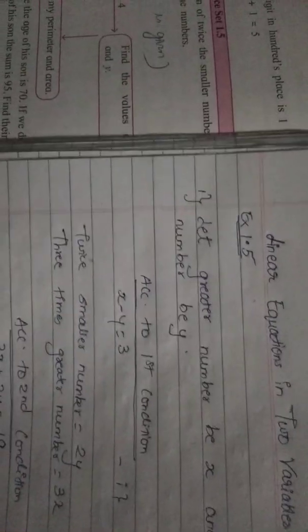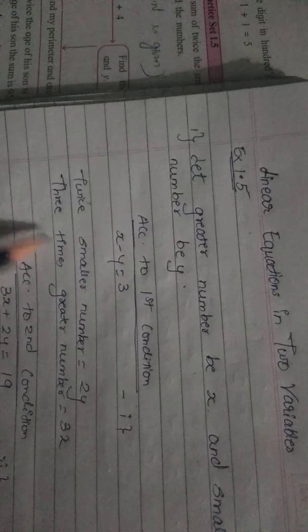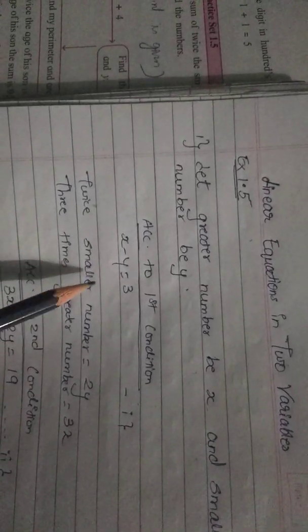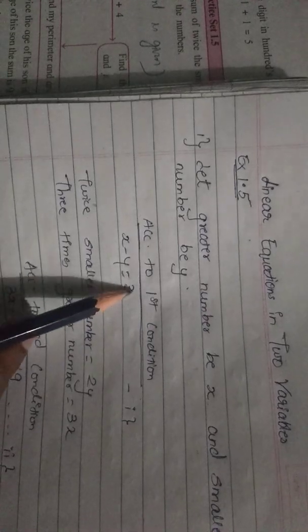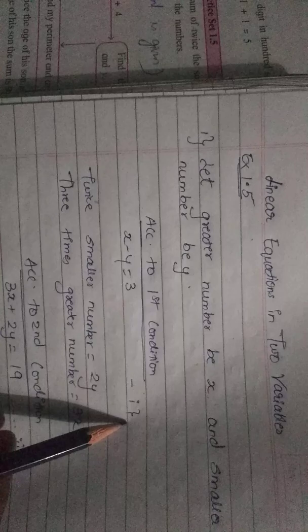So first condition is what? Two numbers differ by 3. So these are the two numbers x and y, and differ by 3 means, differ means difference, it is subtraction, by means equal, 3. So we have got equation number 1.